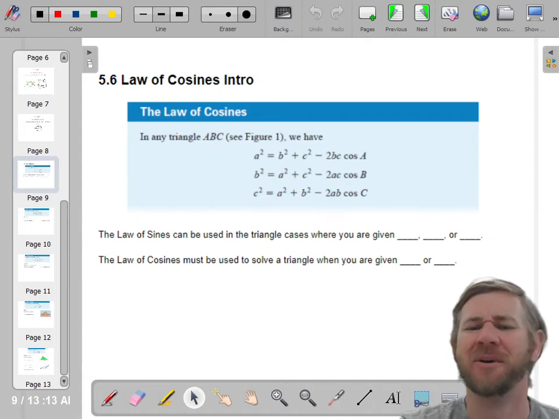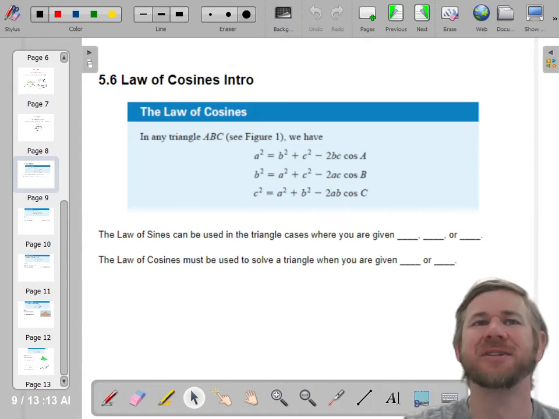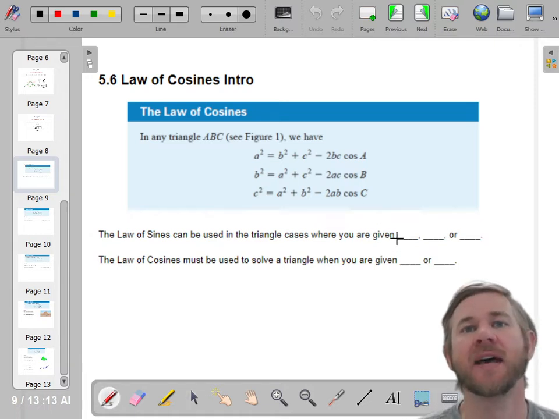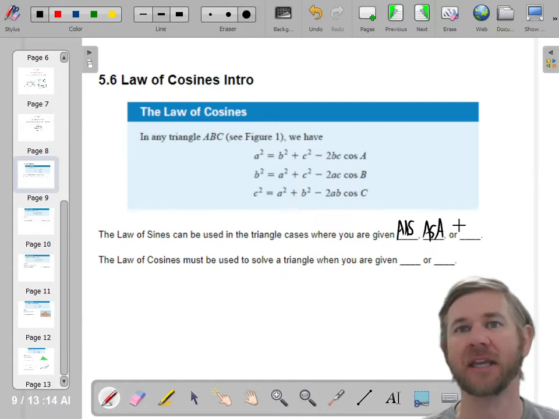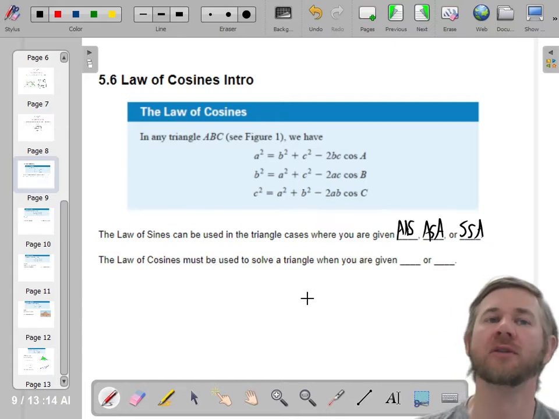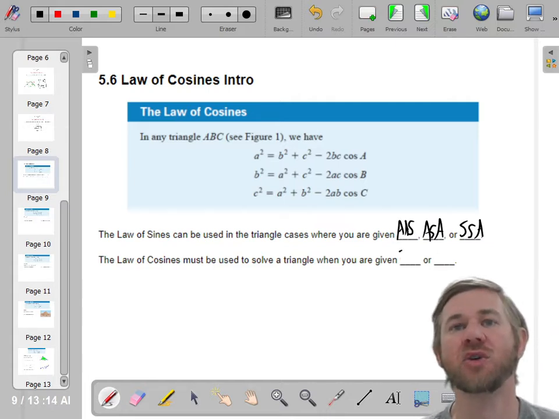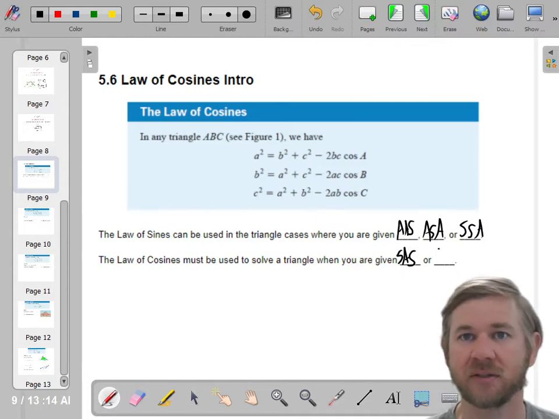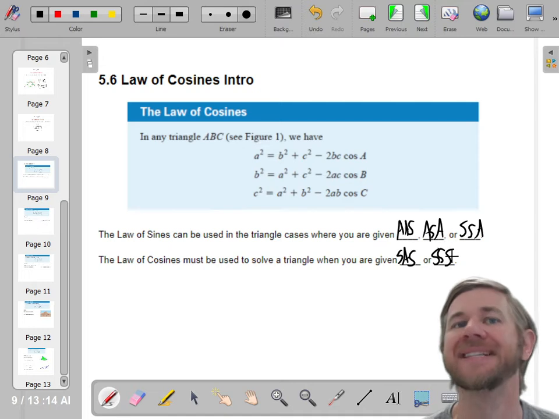Hello everyone, we've done the law of sines, now let's do the law of cosines. So remember, when we do law of sines, that's when you have either two angles and a side, so angle side angle or angle angle side, or the ambiguous case side side angle, which you gotta be careful with. We're going to use law of cosines when we're given two sides and the included angle, or three sides, so SAS or SSS. If you're given all three sides, then you can solve the triangle using the law of cosines.